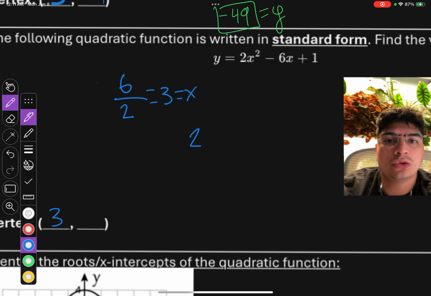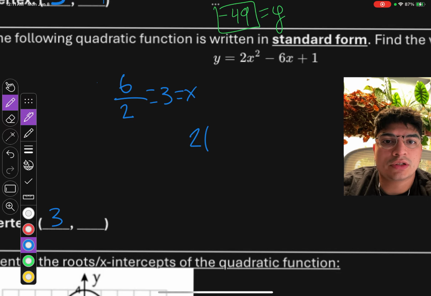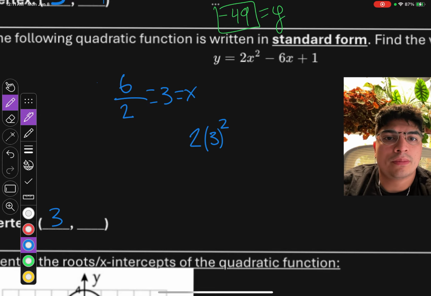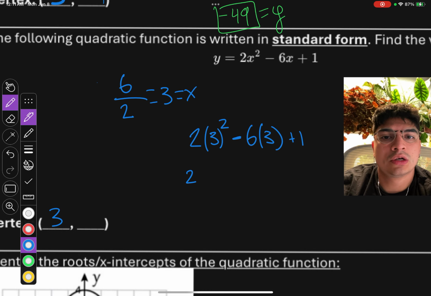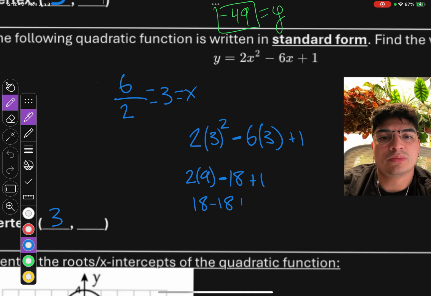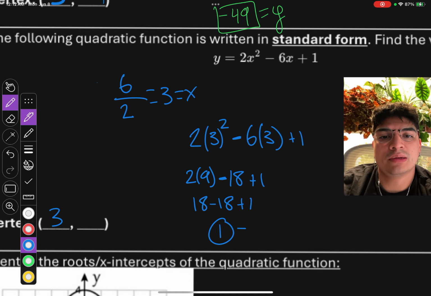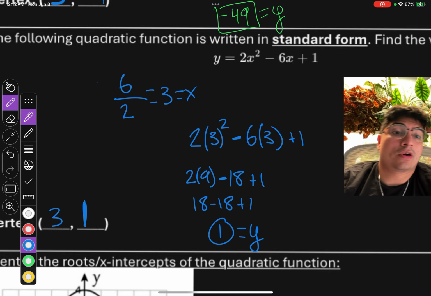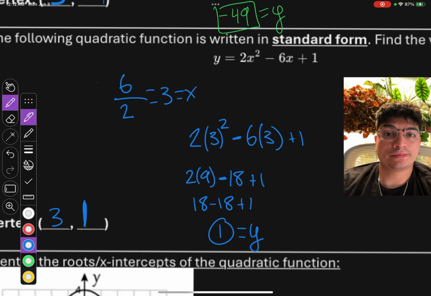So we have 2 times 3 squared minus 6 times 3 plus 1. And so we're going to have 2 times 9 minus 18 plus 1. 18 minus 18 plus 1 leaves us with 1 being our y value. So y is equal to 1. So our vertex is (3, 1).